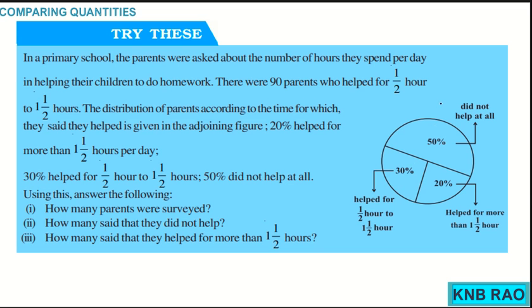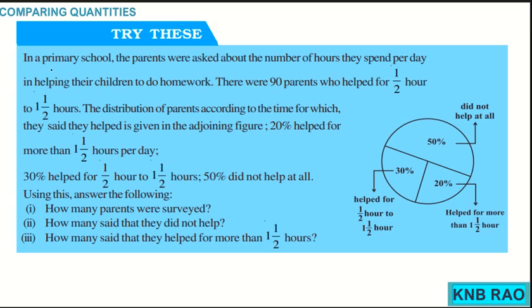This was the try this question which I gave you as homework in your part 1. In this try this question, you could observe one data given in the form of pie chart. You know what is pie chart? In this pie chart, 50%, 30% and 20% percentages are used. And let us read the question.